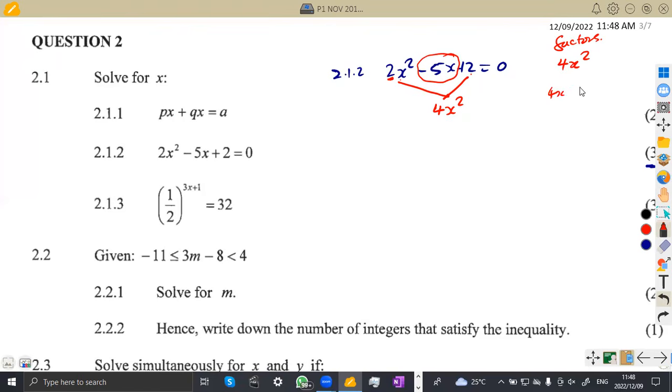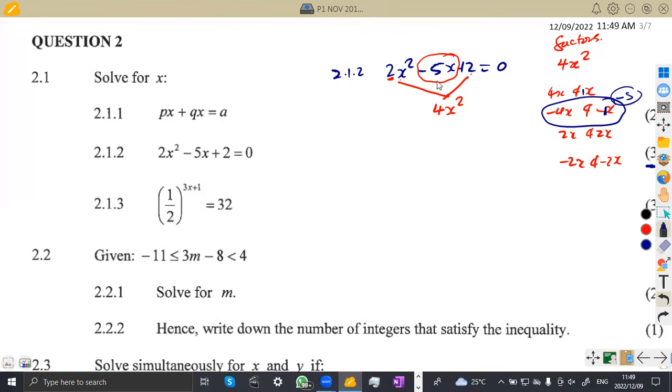There are so many factors: 4x and x, negative 4x and negative x, and we've got 2x and 2x. I think these are the only factors that we have. But which of these factors, when you add them, give you the middle term, which is negative 5x? If you add 4 plus 1, that is 5, not negative 5. Here we've got negative 4 and negative 1. So negative 4, negative 1, that is negative 5. So these are the two factors that you're going to use.